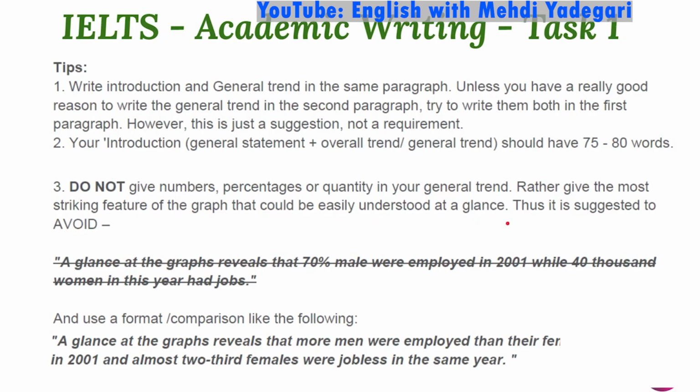General trend is like you looking at the picture, just very quickly looking at it and then writing what you see. So you don't go into the details. You don't write any numbers or percentages.